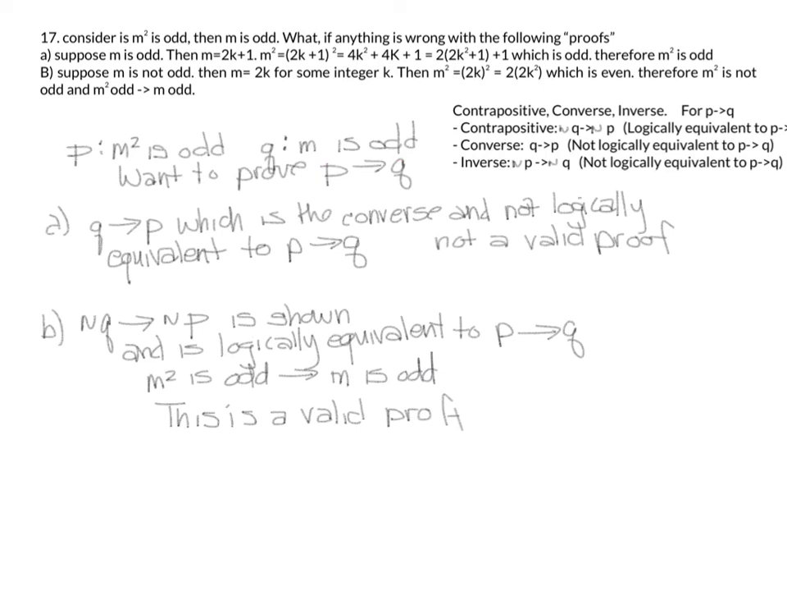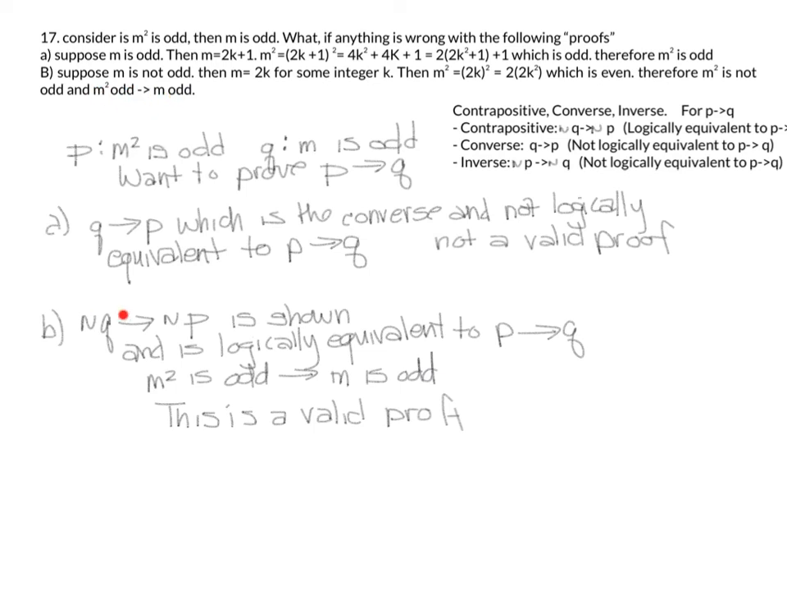This last one: suppose m is not odd. So that sounds like they're starting with the negation of q, not q, sorry. It goes to some argument: m is equal to 2k because it's even, it's not odd. Then you square it, and you get something even. Therefore, m squared is not odd. So that sounds like they're concluding not p. And then they do this funny thing, and m squared odd is not m odd.